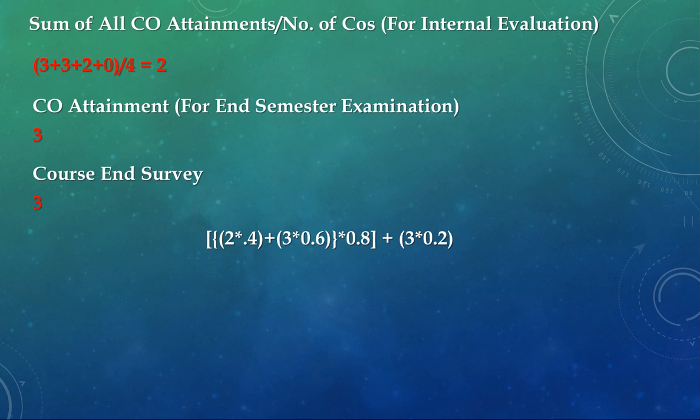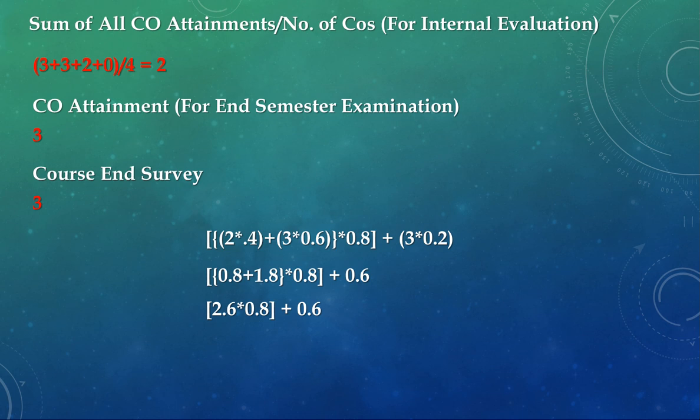And why 0.8? Because in our previous slide we have seen that this is the direct examination process which contains 80% weightage. So the entire internal plus end semester attainments should be multiplied by 0.8 to get the 80% out of the same, and from the course end survey we are to get 20%, that is 20% weightage has been given. So the formula is self-explanatory, you can understand. This is how the calculation goes.